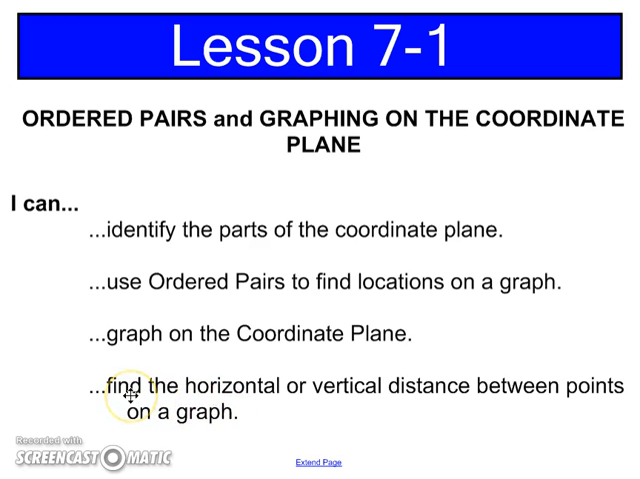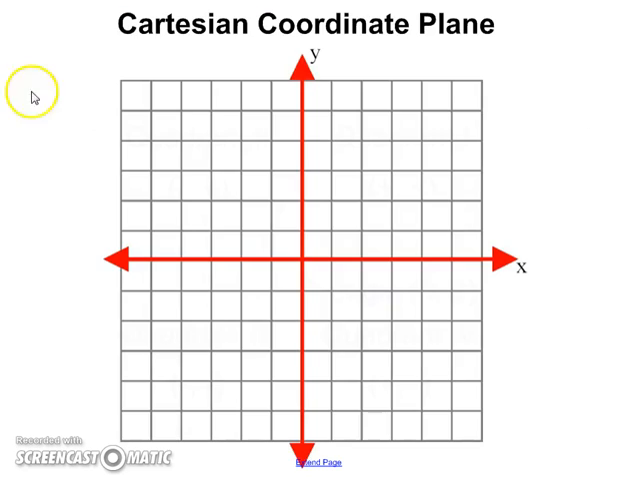And then the new items that you're going to need to be able to do are to find horizontal and vertical distance between points on a graph. And there are little formulas to help you with that. So we'll get to that at the end of this little section.